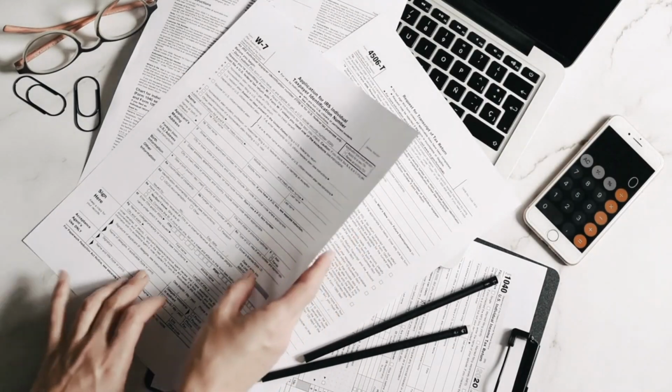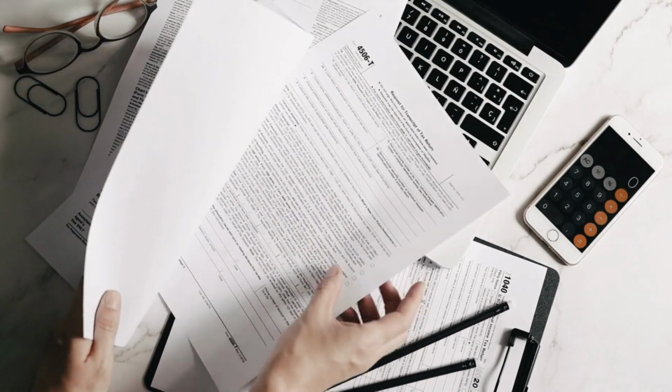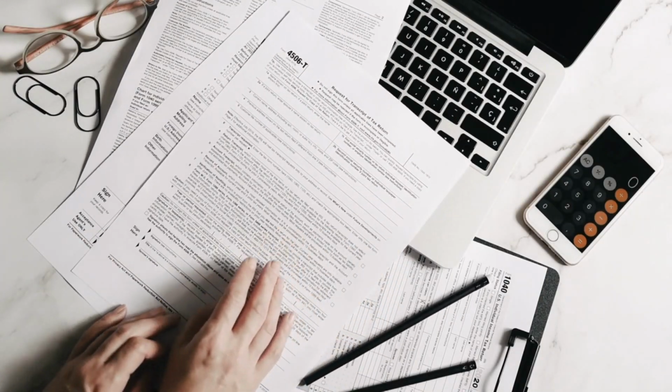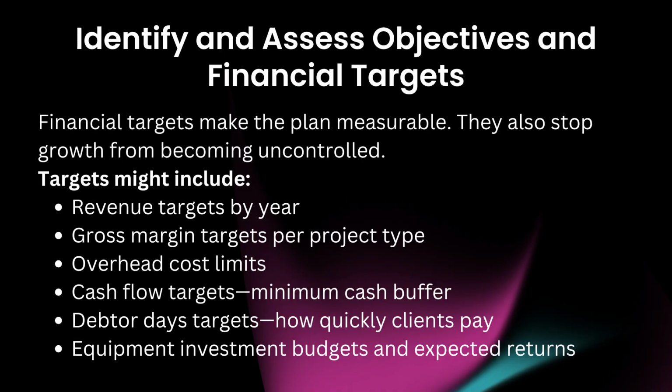A strong business plan clearly states what you currently have, what you need to build or improve, and the timeline and cost to implement those improvements. Identify and assess objectives and financial targets. Financial targets make the plan measurable. They also stop growth from becoming uncontrolled.